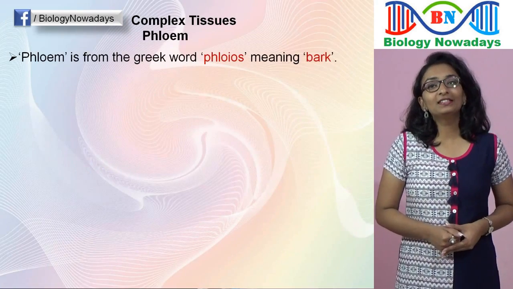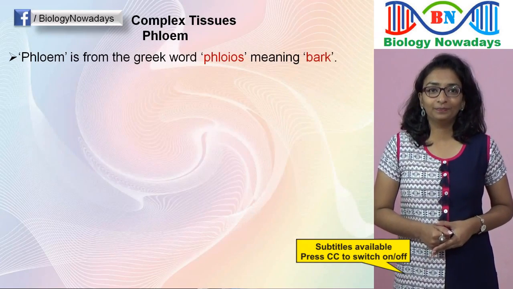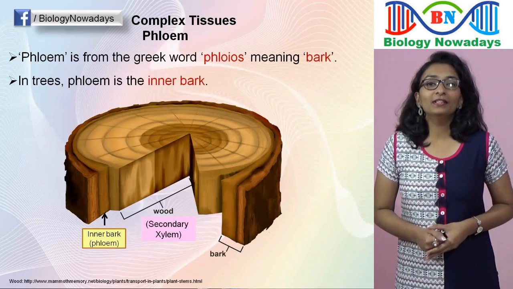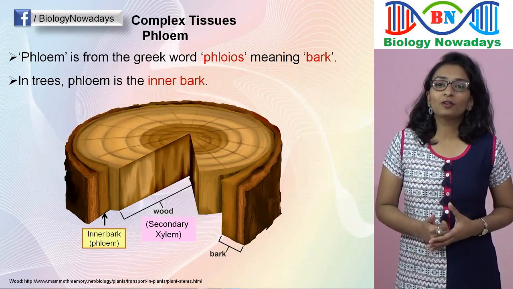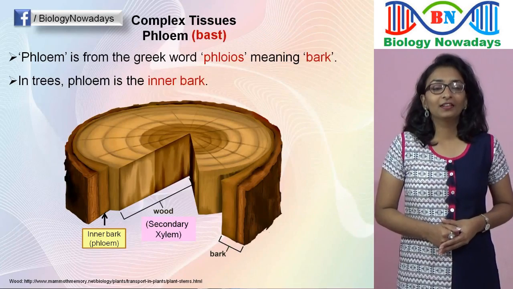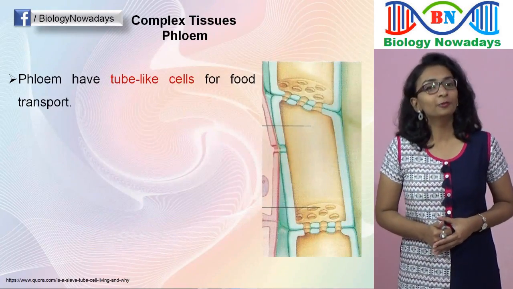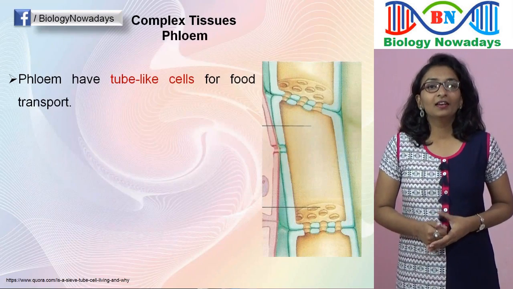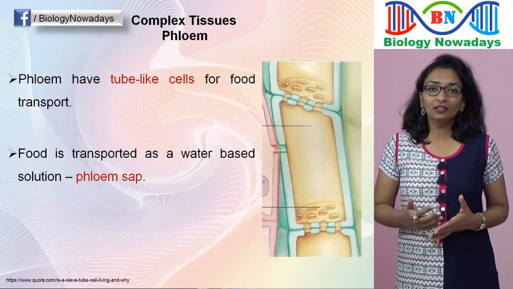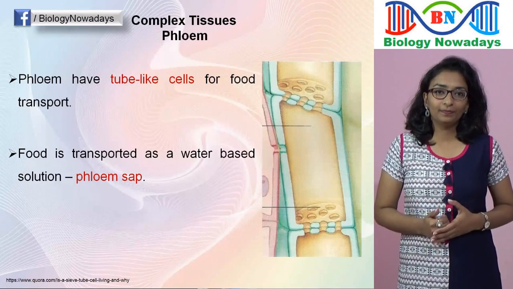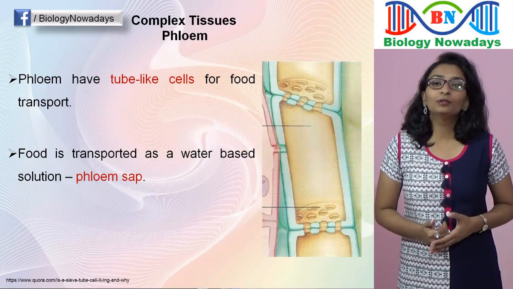The name phloem is derived from the Greek word phloios, meaning bark. In trees, phloem is the innermost layer of the bark. Phloem is also called bast. Like xylem, phloem also consists of tube-like cells for food transport. In phloem, food is transported in the form of a water-based solution called the phloem sap. Food is basically the carbohydrates prepared by plants through photosynthesis.